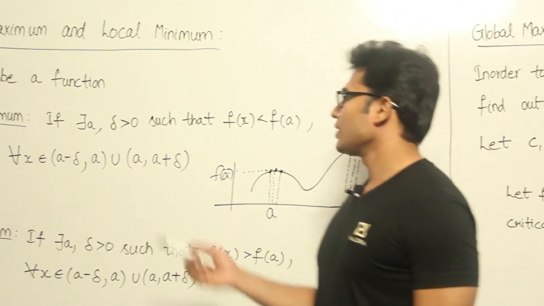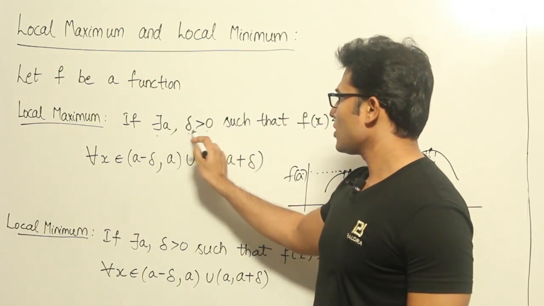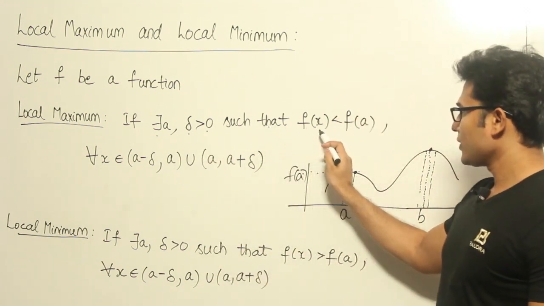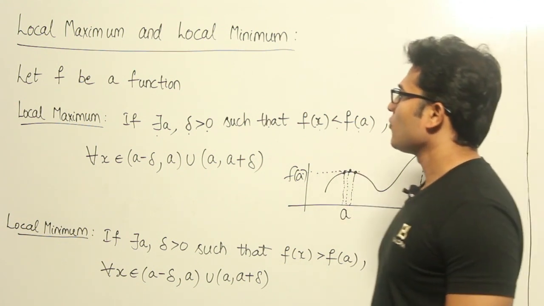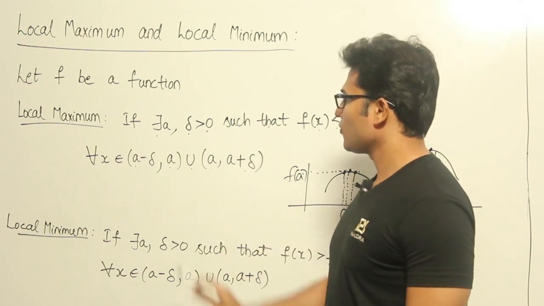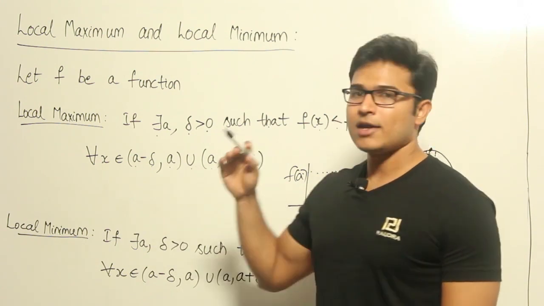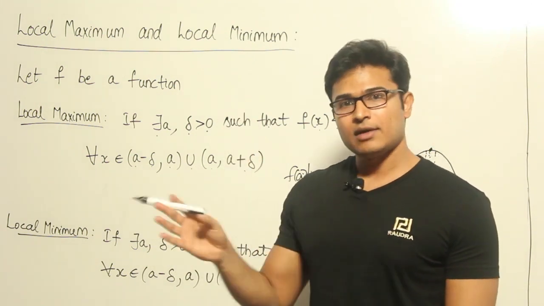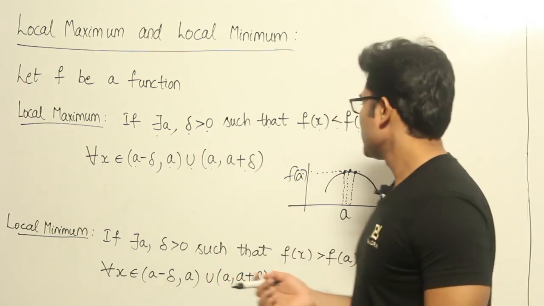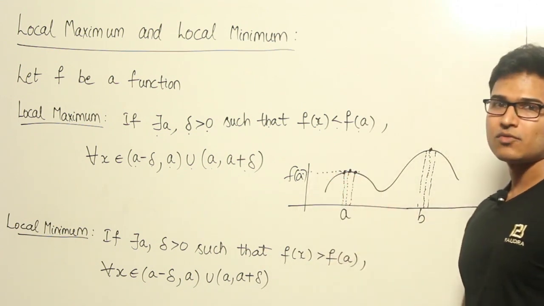And similarly, if you look at the definition, how they are defining it is: if there exists a point a and a small value delta greater than 0, such that f of x is less than f of a for all x in a minus delta to a, union a to a plus delta. What they are trying to say is, if you can find that the value of the function is the maximum at a in the entire neighborhood of a, then you can call that value the local maximum, right? So here at the point a, we have a local maximum, and the value of that local maximum is f of a.